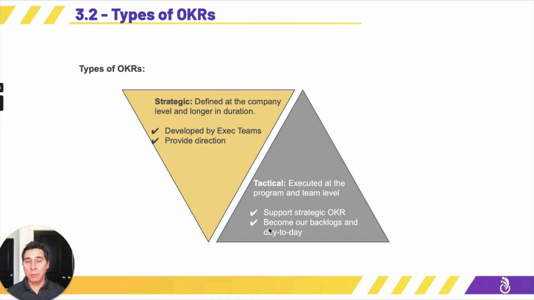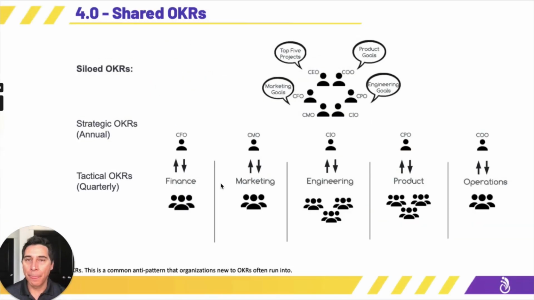Whereas your tactical OKRs, those are the quarterly OKRs that we're doing, right? They're in support of our strategic OKRs, so they typically live for that quarterly cycle. And then with our tactical OKRs, these are the things that become our backlogs, right? So these become those initiatives that we talked about. This is how we execute. These are the tactics that we use, right? So, all right, and then we talked about siloed OKRs versus shared OKRs, right?